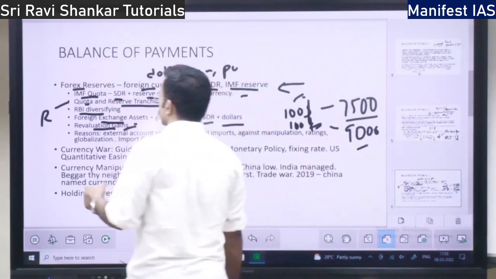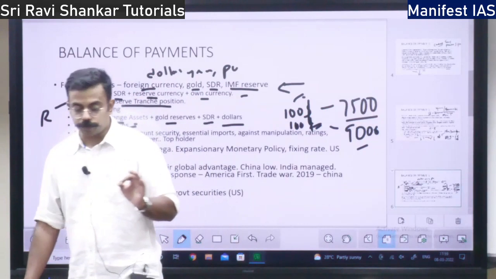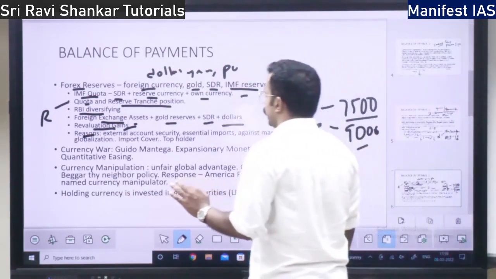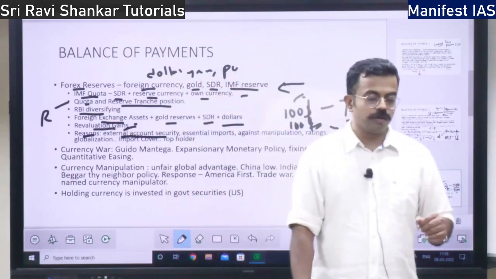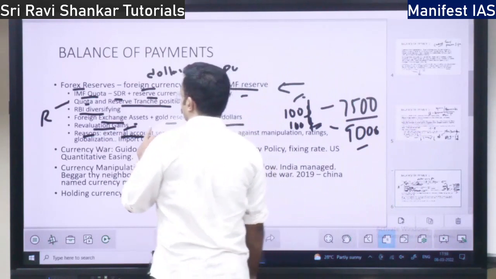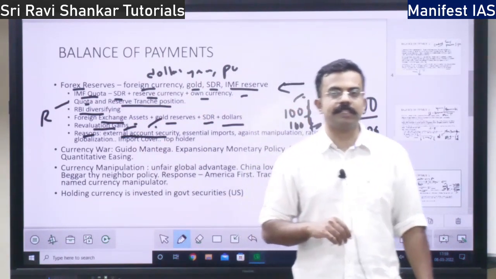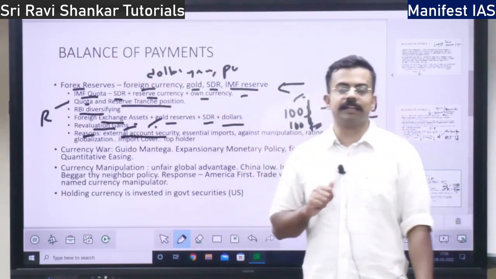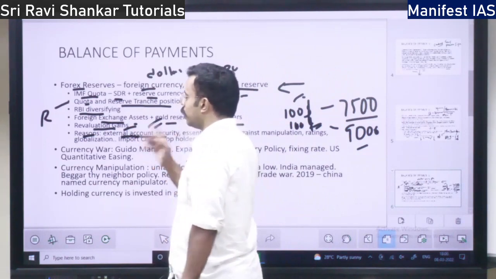Next, you have Forex reserve. Why does India have to maintain foreign exchange reserve? One is external account security. What is external account? You have current account and capital account. If we have to maintain the external account security, then Forex reserve is required. Suppose there is a current account deficit or capital account deficit. If we have foreign currency, we can fill that deficit, right? The deficit is not going to hamper our economy or exports or imports. So for external account security, Forex will help.